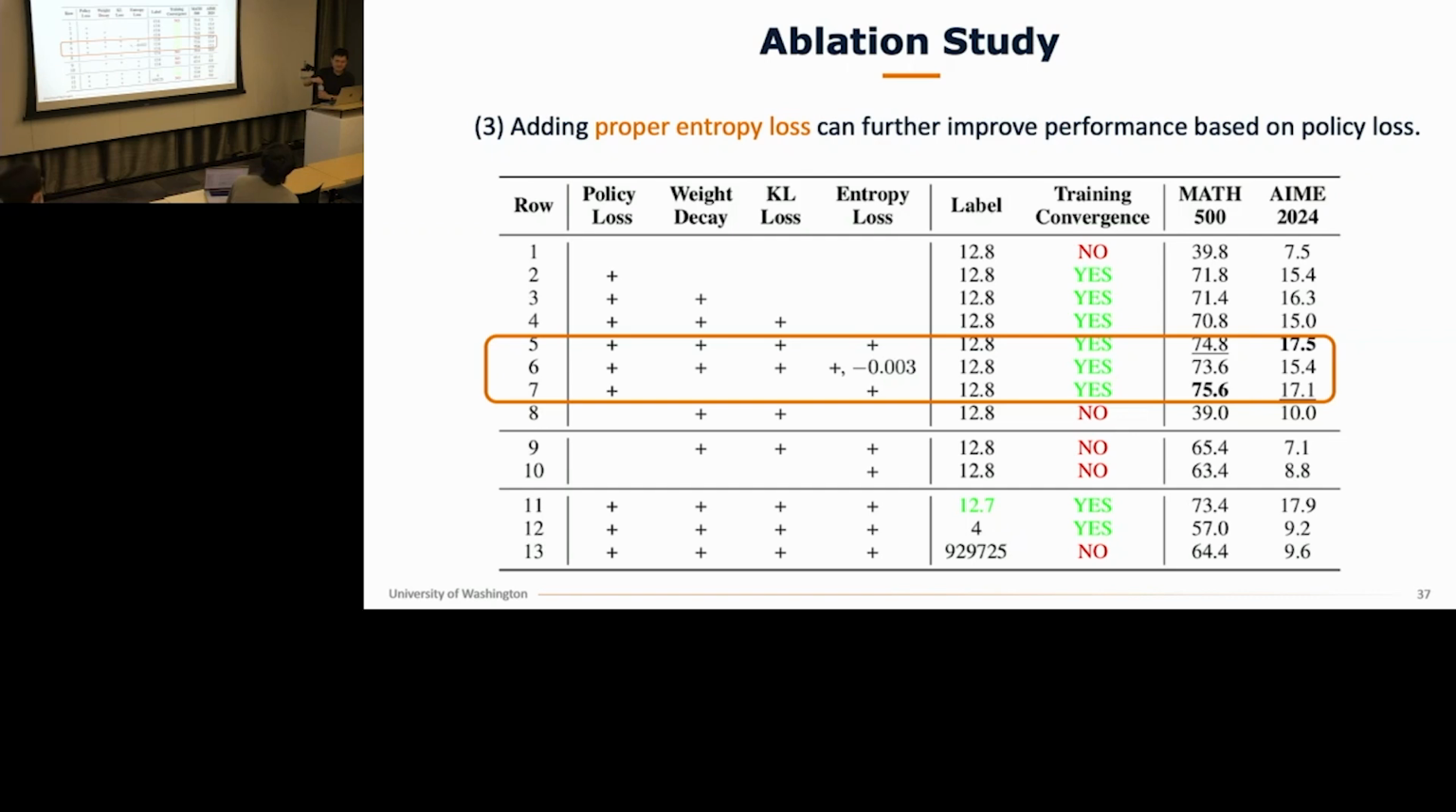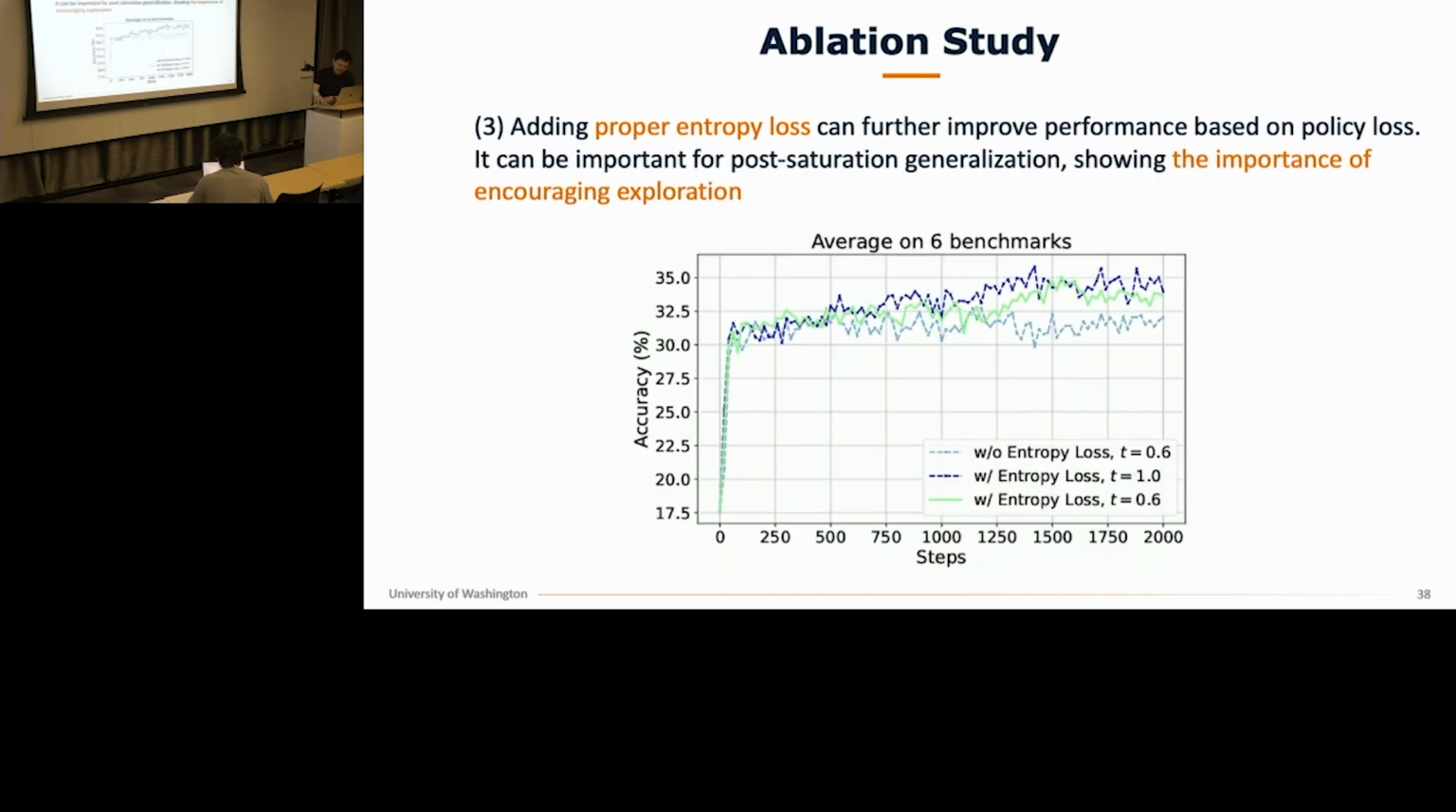Would that indicate that it's just increasing the temperature of your base model? Yeah, that's almost equivalent, I would say. There may be some interesting problem in the original base model, so that after you add entropy loss, some randomness becomes more important. So this is our finding: you need to add a proper entropy loss to encourage exploration, and then you can get better results.